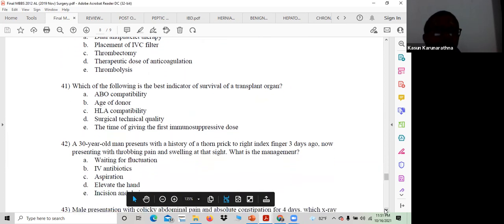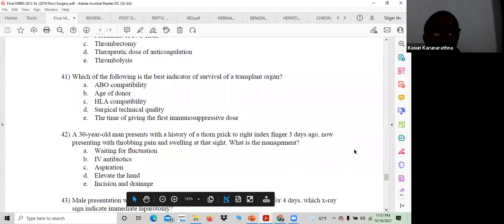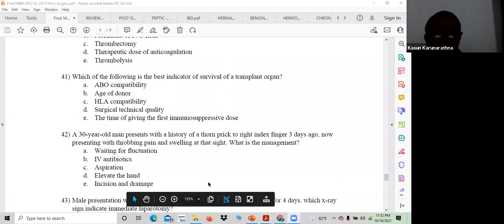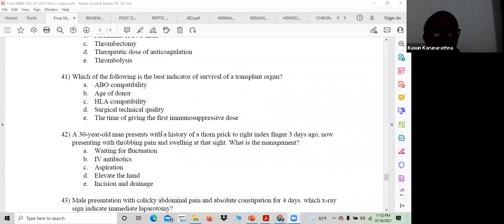Question 41: which of the following is the best indicator of survival of a transplanted organ? This is again a question with confusion, right? ABO compatibility, HLA compatibility, both matter, right? ABO compatibility you can achieve easily. HLA compatibility is the thing you can't achieve easily. You should do the screening, right? But both are important, right?